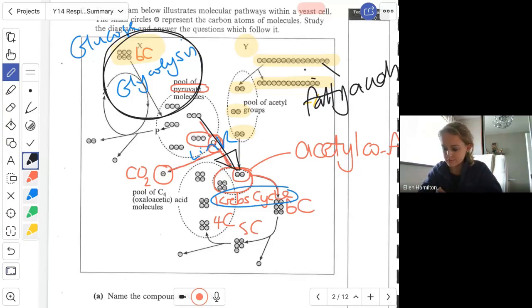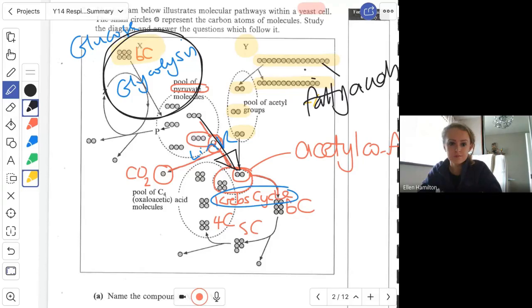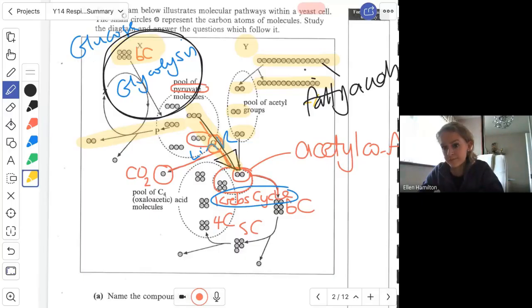The next question says P and Q are alternate pathways for pyruvate. So where's P? P, sorry, I've made this really messy here. So this is P over here, and then this is Q. So I've already said that Q is the link reaction. P is an alternate pathway. Well, what else can happen to pyruvate? Well, we talked about pyruvate being converted into ethanol or lactic acid or lactate if conditions are anaerobic.